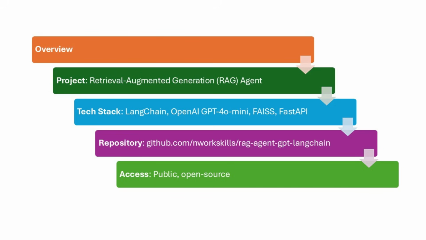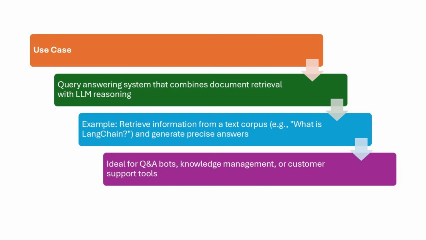Overview. Project: Retrieval Augmented Generation, the RAG agent. Tech stack: LangChain, OpenAI GPT-4o-mini, FAISS, FastAPI. Repository: github.com/env-skills/rag-agent-gpt-langchain. Access: public, open source. Use case: a query answering system that combines document retrieval with LLM reasoning.